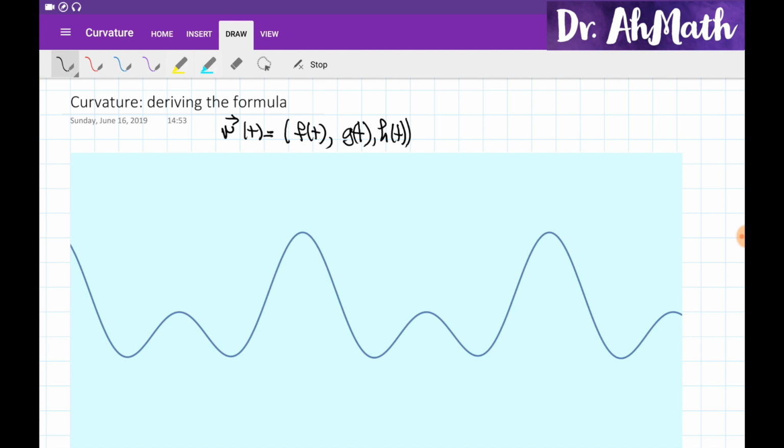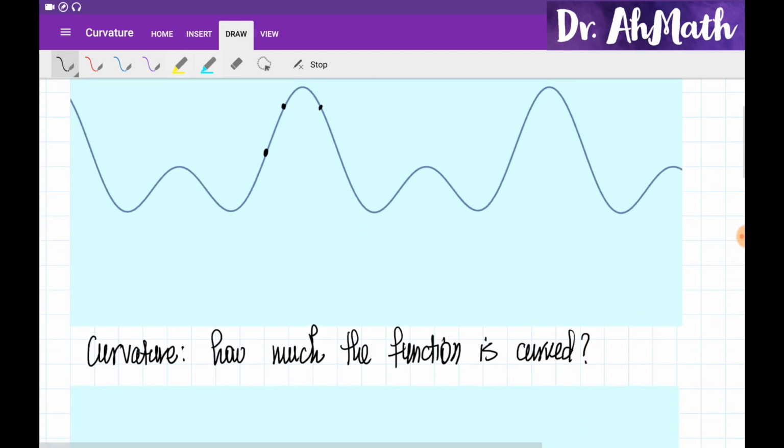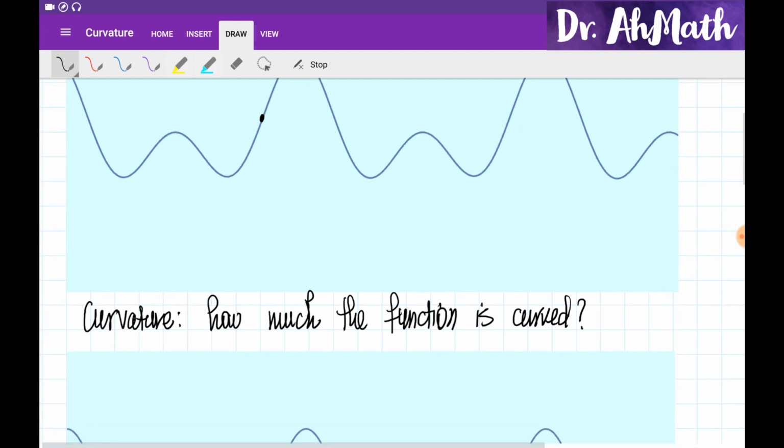So now what we're interested in is to define how the function is curved at some given points, right? For example, here or here or here. So how much it is curved. This value is called the curvature. Curvature tells us how much the function is curved at some given point.